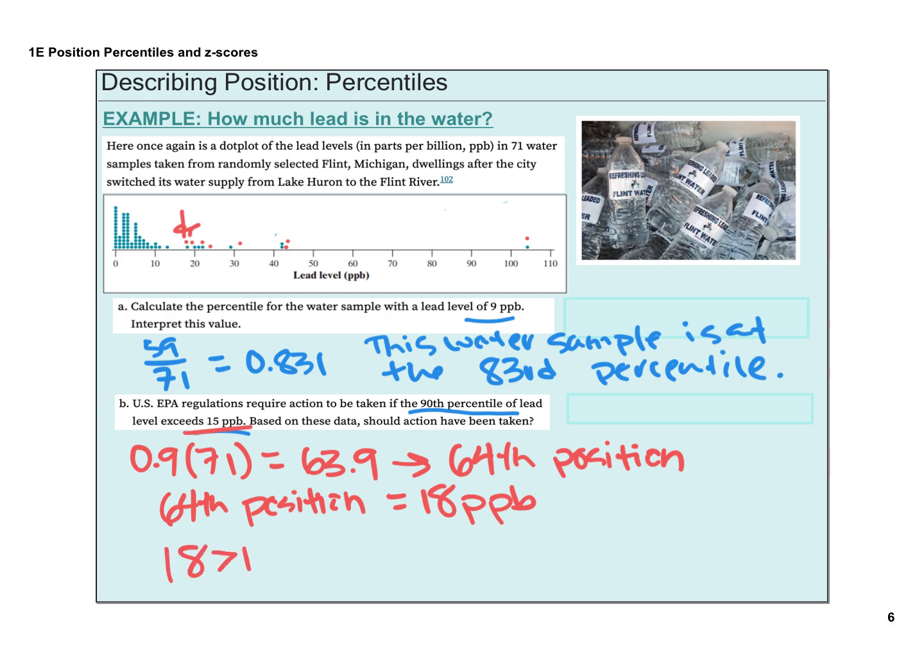Since it's equal to 18, it's above the 15. 18 is greater than 15. So yes, we should take action. That means there's a problem. That means our 90th percentile is too high. So action should be taken in Flint, Michigan to correct that.